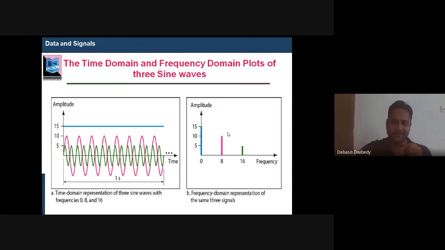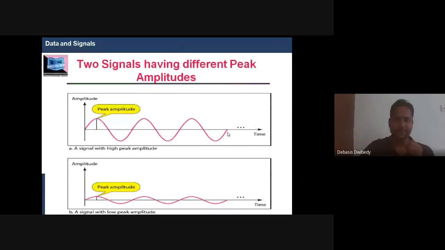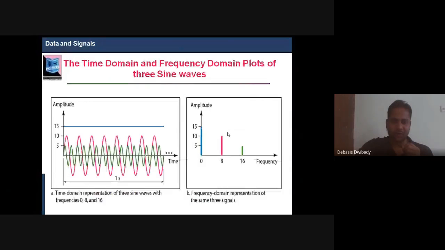Okay, now come to the composite analog signal. So far, what we have discussed is about simple sine waves or simple analog signals. All the properties that we have discussed so far are about simple analog signals. Now we will see what a composite analog signal is. You can visualize this picture. This is a composite analog signal.